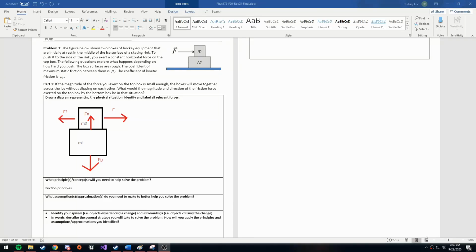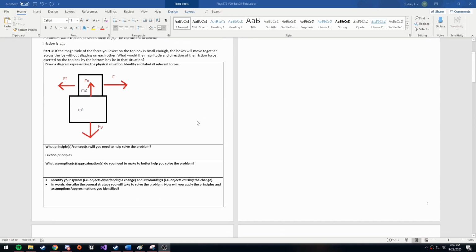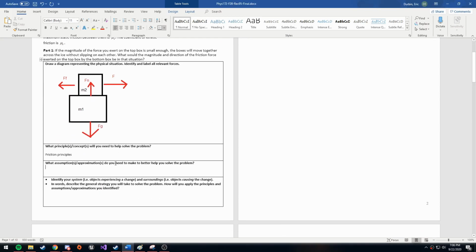Wait, what were you saying? Me? What else do we need? Okay. Oh, I was going to say that we also should probably include the fact that it's on the ice surface, so there's not going to be any frictional force on the bottom box. Okay. That's for the assumptions. Oh wait, I didn't realize there's another.